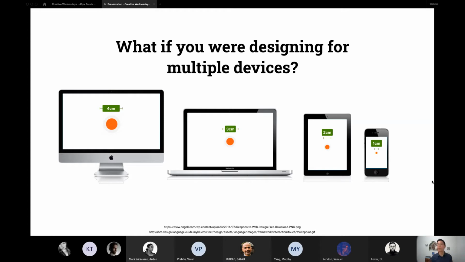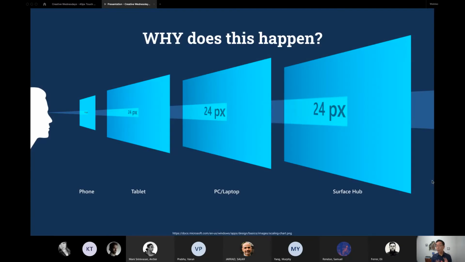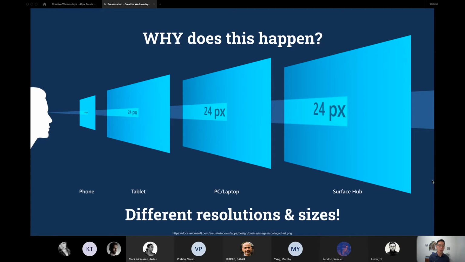So what the heck is going on here? Real briefly, why does this happen? This has to do with resolution and scaling. So again, in this image, you can see that you can design something that's 24 pixels wide. On a phone, it looks a certain size, but by the time it projects onto a Surface Hub or a larger screen, that same 24 pixels has suddenly increased in size. So we have to account for the resolution and sizes of the devices our users use.